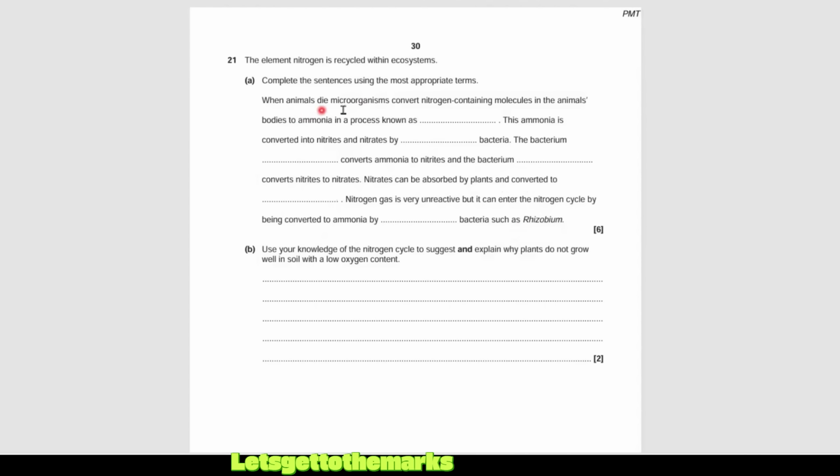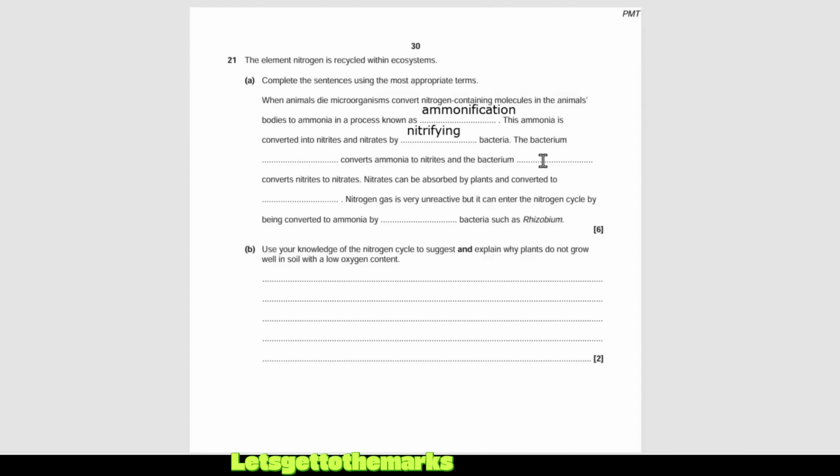Let's go. When animals die, microorganisms convert nitrogen-containing molecules in the animal's bodies to ammonia in a process known as ammonification. That is right, ammonification. This ammonia is converted into nitrites, that's the NO2 minus, and nitrates, NO3 minus, by what type of bacteria? These are known as nitrifying bacteria. The bacterium, a specific name, converts ammonia into nitrites.